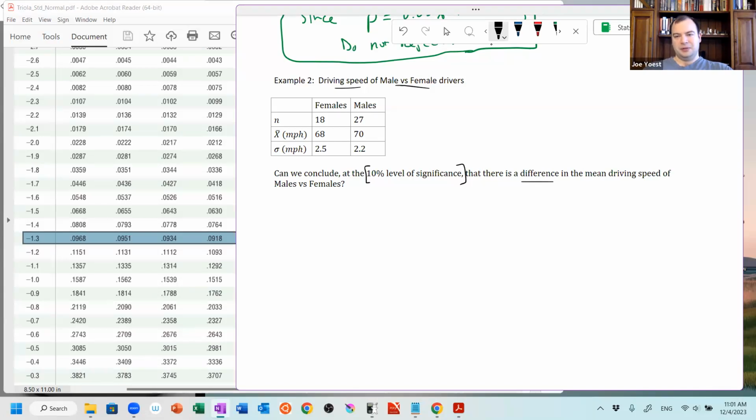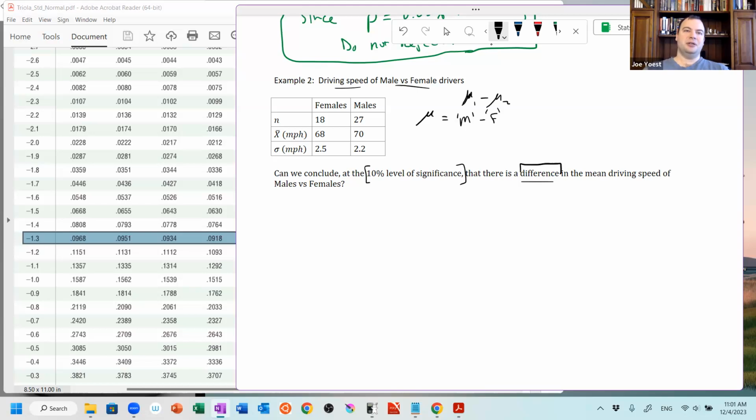So let me set up mu1 minus mu2. Well, the males in the sample seem to drive faster than the females, so I'll set this up as males minus females. That way I'm mostly dealing with positive numbers. Note an important distinction here is I do not want to decide on this word on the basis of my sample. I don't want to look at my sample and then say, oh, well, what I really meant to say was, can I conclude that males drive faster than females? Because I look at my sample and I see that X bar for males is bigger than X bar for females. I don't want to do that.